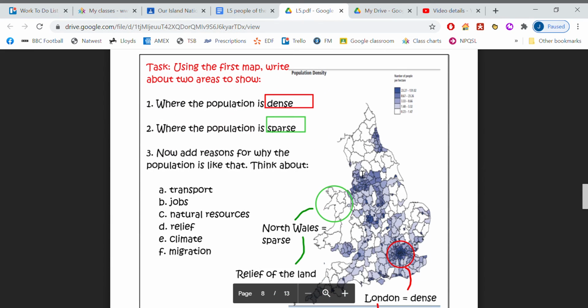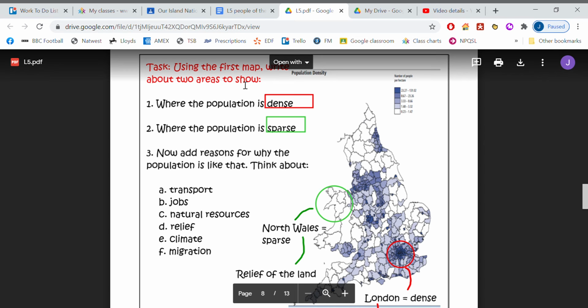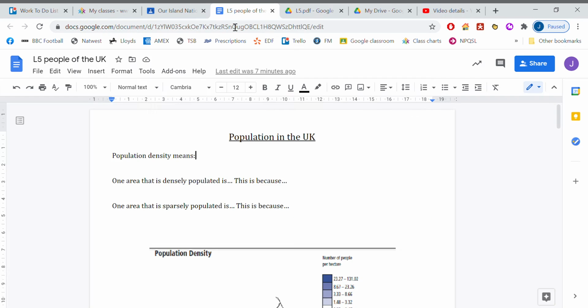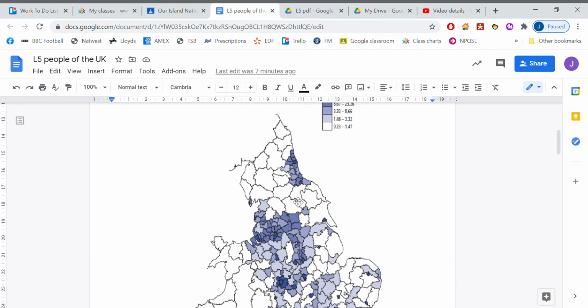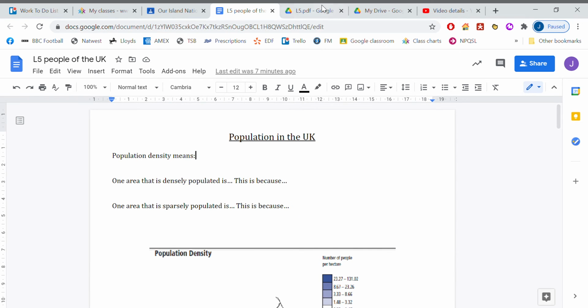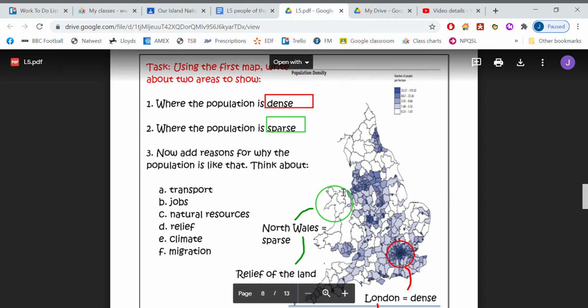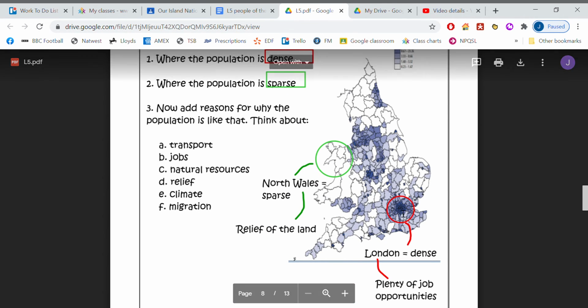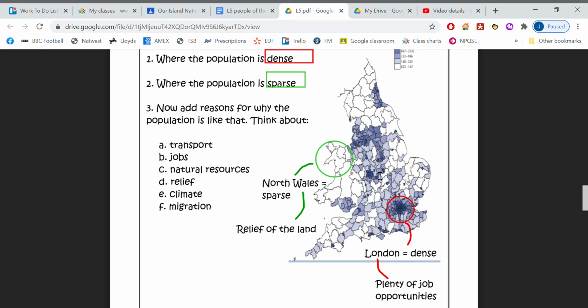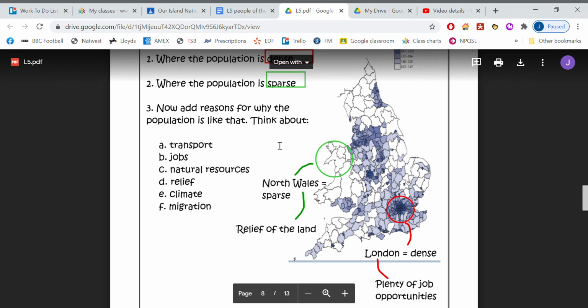So you've got two tasks here. The first one is to, on the first map, and if we go to our worksheet, it's this map here, the density map. You've got to pick out an area that's densely populated and an area that's sparsely populated. I've picked out two for your example, but you might want to choose Birmingham and South Wales, West Wales, for example. And I want you to think about why that might be the case.